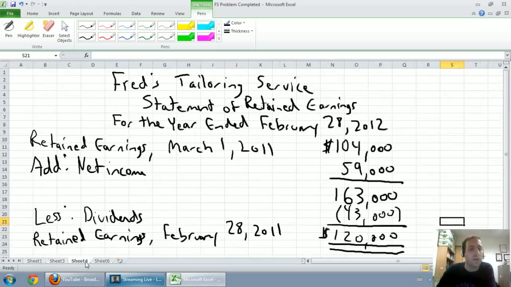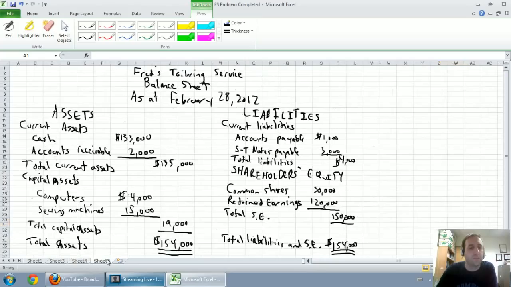They didn't lose money. Statement of retained earnings shows how retained earnings changed. We started with 104 grand. We earned 59 grand, so we had up to 163,000 in retained earnings, but we gave out $43,000 in dividends. Again, dividends are not a bad thing. They make our retained earnings go down, but they're not a bad thing. The final statement is the balance sheet. It summarizes assets, liabilities, and shareholders' equity, and summarizes the financial position of the company.